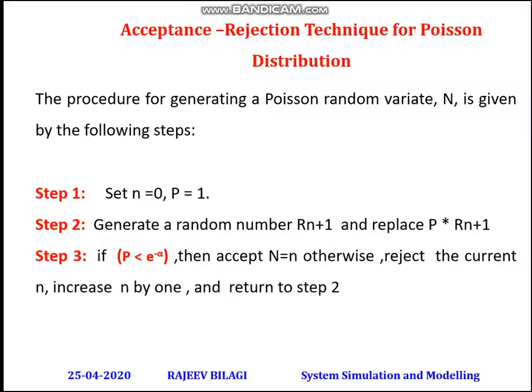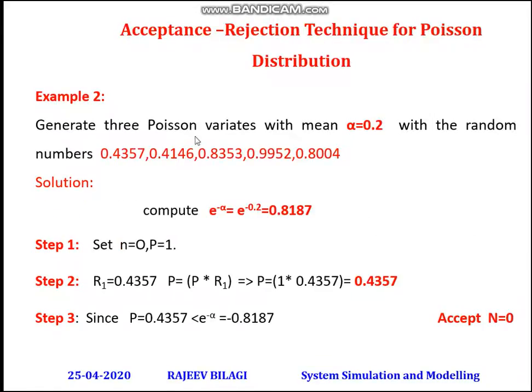Now we will see how we are going to do this. Generate 3 Poisson variates with a mean equal to 0.2 with random numbers. These random numbers will be given in the problem itself; if not given, then you have to generate them. Now compute e to the power of minus alpha, that is e to the power of minus 0.2, which equals 0.8187. Now set n equal to 0, p equal to 1. Now I have calculated r1 equal to 0.4357, and I have calculated p times r1, that is the new p. So now we get it as 0.4357.